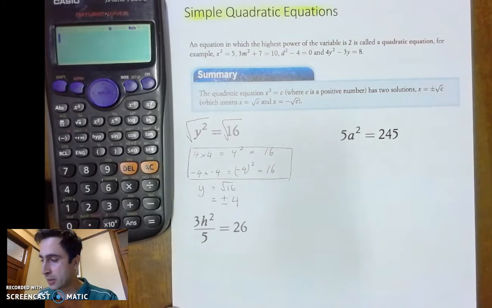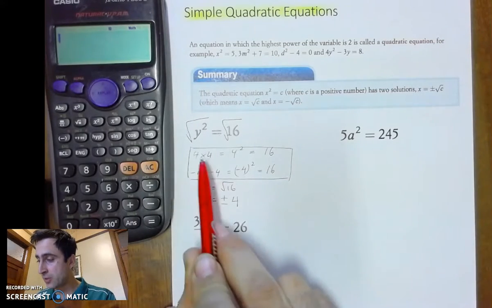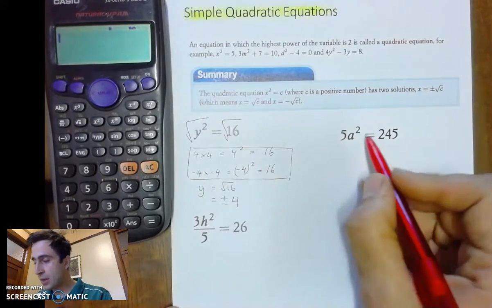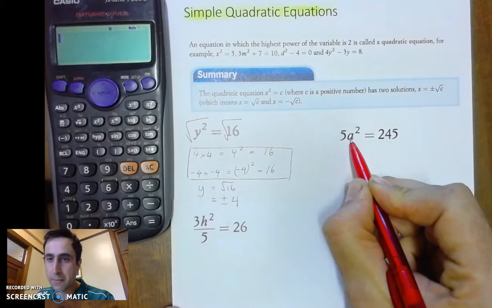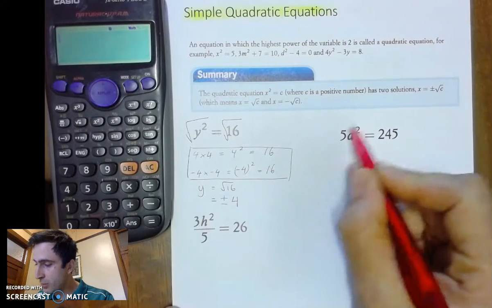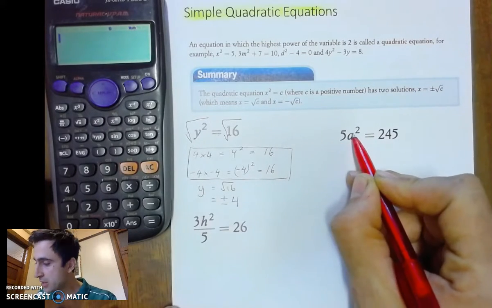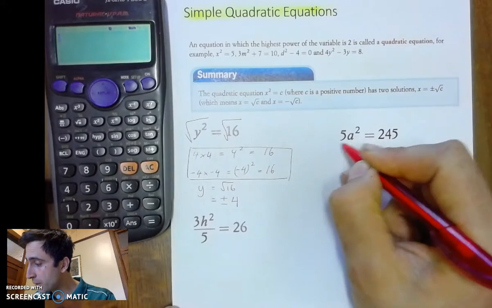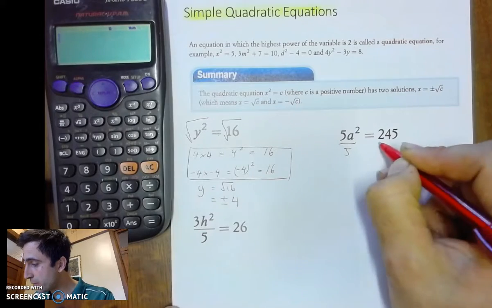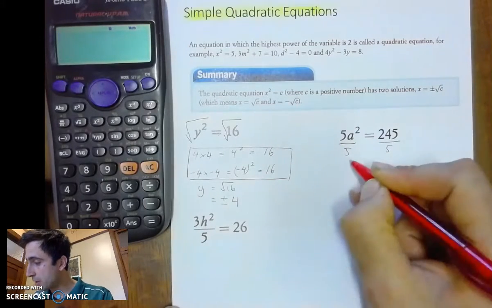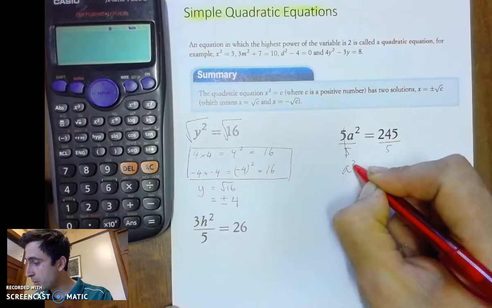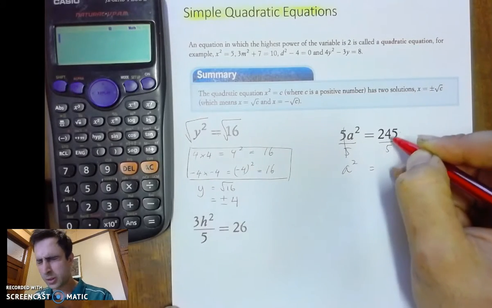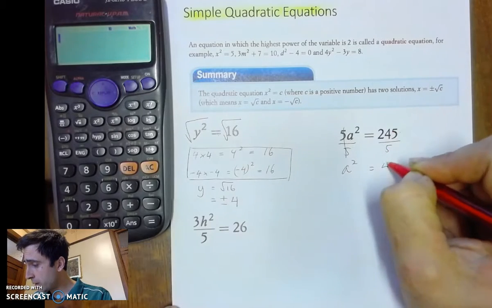Now, I hope you understand that idea, that a negative number squared and a positive number squared will both result in a positive answer. Down here, if we have one like this, though, we can't do anything until we get rid of the coefficient of a, because that is going to ruin it. So what we can do is divide both sides by 5, and they cancel out, we end up with a squared equals 245 divided by 5. So off the top of my head, that's 49.